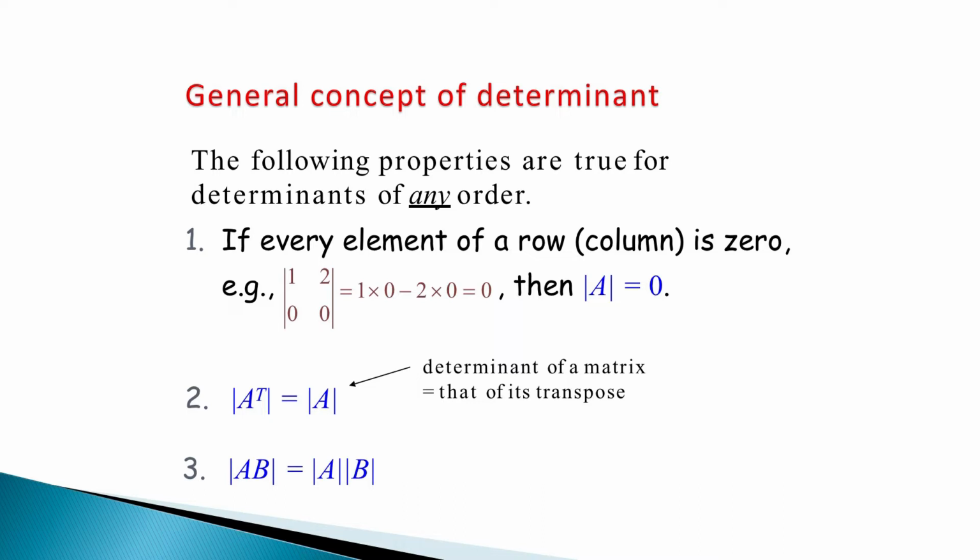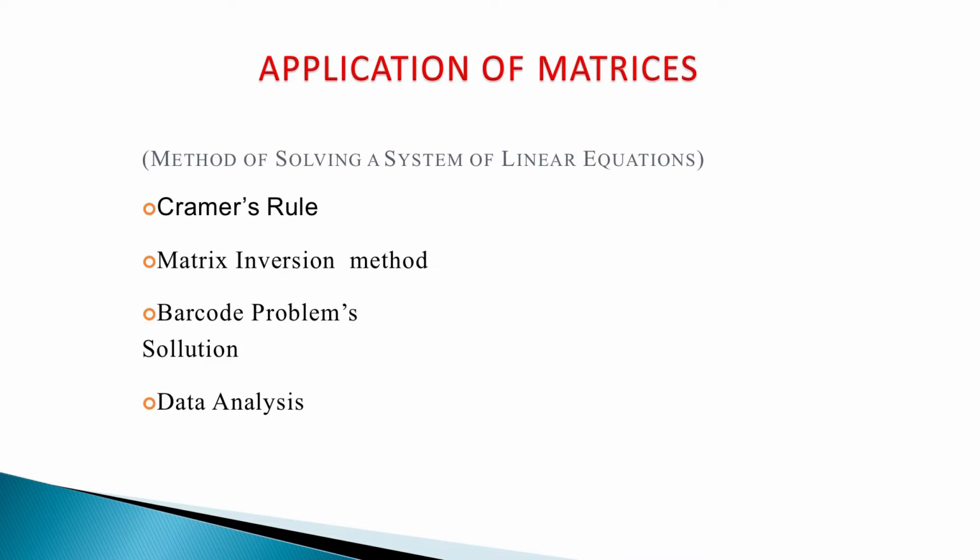Hence, if every element of a row or column is 0, then det A is equal to 0. Also, determinant of A is equal to determinant of A transpose. And if A and B are any two square matrices, then determinant of AB is equal to determinant of A into determinant of B.